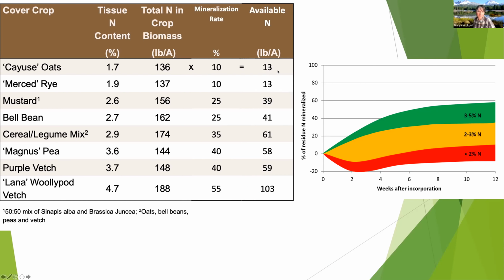So in this Cayuse oats example, we might expect 13 pounds of nitrogen per acre after that cover crop is incorporated. Whereas in this Lana woolly pod vetch example, we might expect 100 pounds of nitrogen post-incorporation. So in that way, you can get your own numbers and do these types of calculations paired with a figure like this to estimate mineralization.